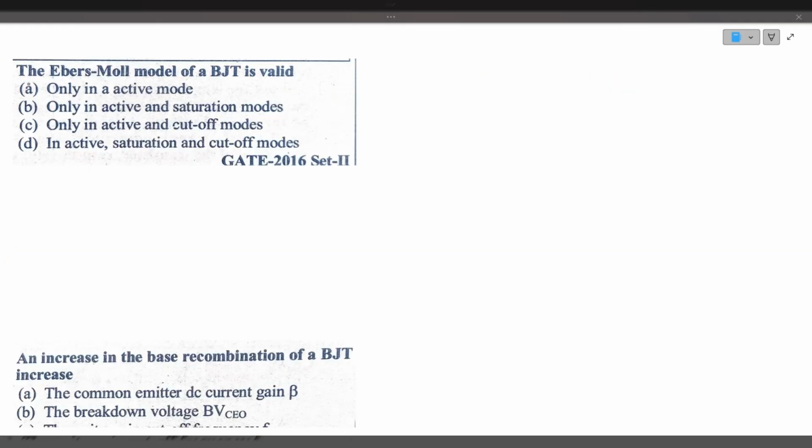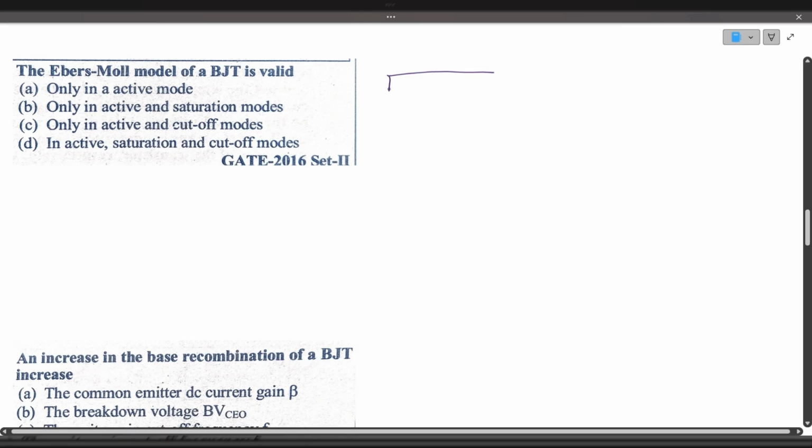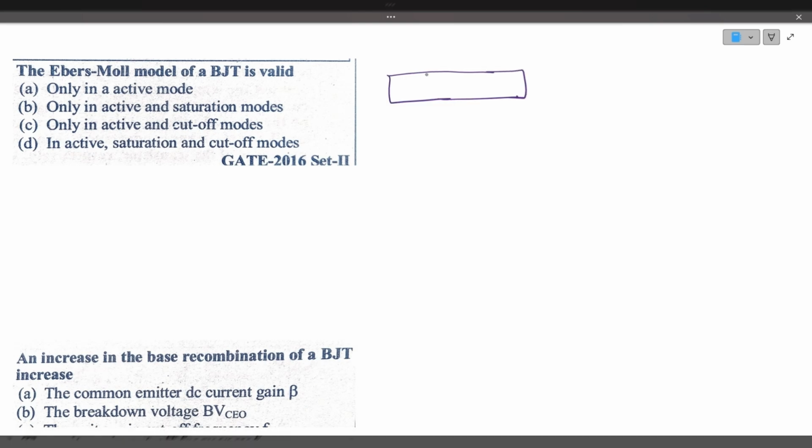Let's see one more question. The Ebers-Moll model of the BJT is valid for... First, what is the Ebers-Moll model? We'll see. This is the PNP transistor, P, N, and P. You can write this PNP transistor like this. This is the emitter, base, and collector. The Ebers-Moll model will be drawn in the form of diodes. This is one diode, and this is another diode. This is the emitter, collector, and base.